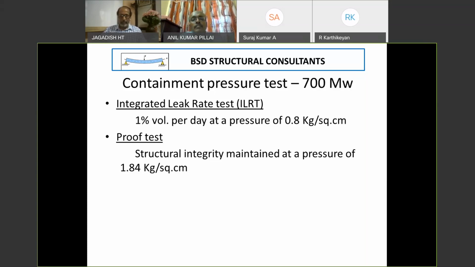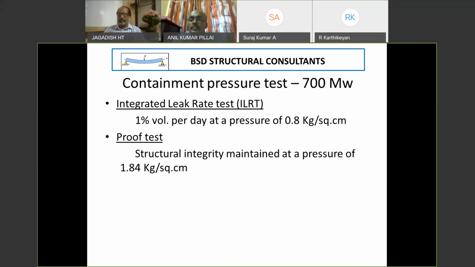What does it mean actually? 1% of volume is 1% of the contained volume. Within the containment, whatever is the volume, minus the volume of the equipment, is the free air, the free volume. So 1% of the contained volume in one day can be allowed to leak at 0.8 kg per centimeter square. Now, how do we do this?